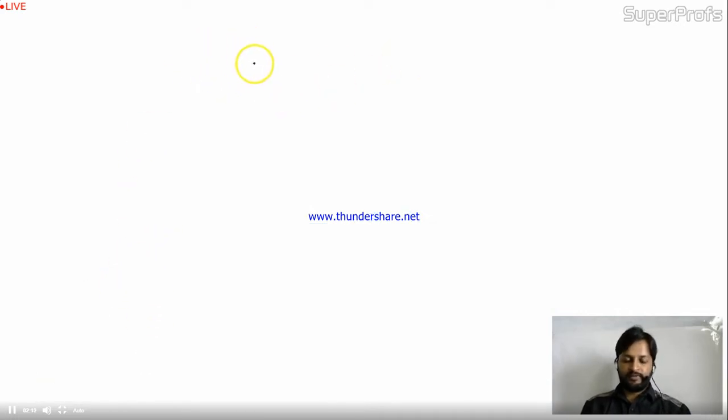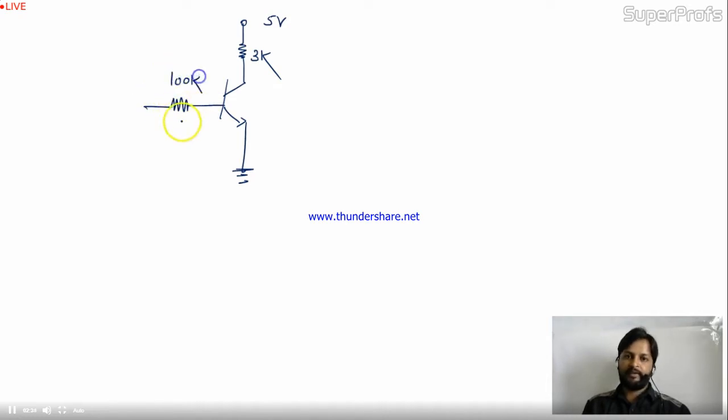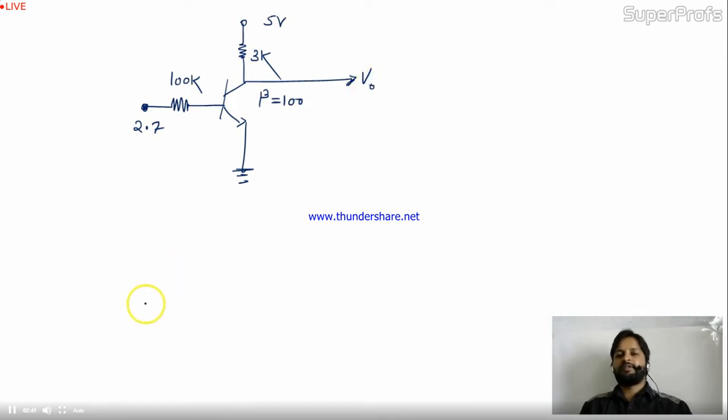So the question is given over here. I'll draw it in 15 seconds. This is 3K, 5 volt, emitter grounded. This is 100K, and this is 2.7. Beta for this circuit is given as 100 and they are asking to find out this V0. This is the question. Now how will you proceed?